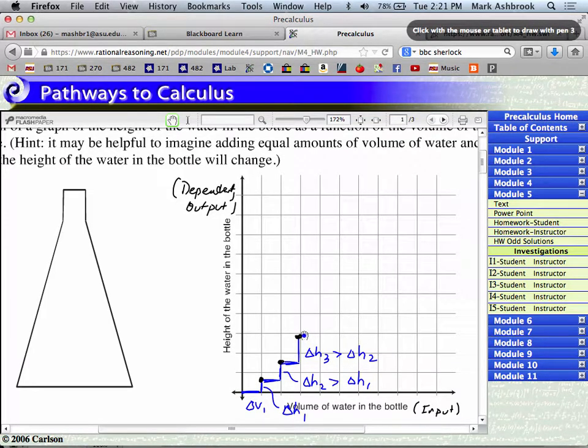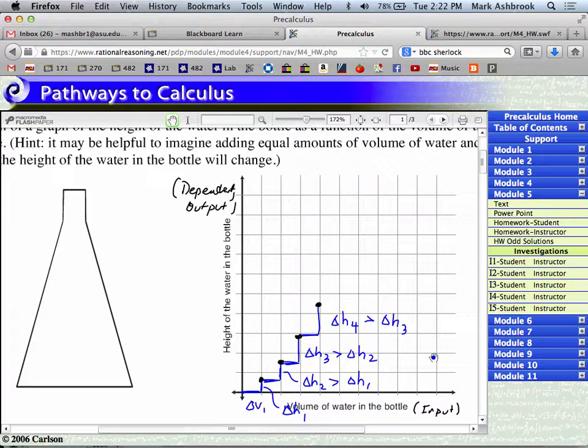We'll do one more. So equal increase in volume. How will this change in height compare to the previous? Less, the same, or more? Larger. Gives us another point. So this is called incremental thinking. Incremental thinking means we think small changes at a time of the independent or the input variable, and we compare the resulting changes of the output. So now we can generalize and say, here are the changes in height.